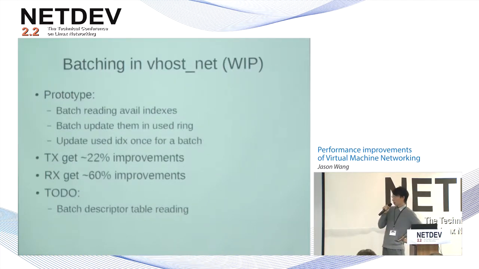There's a prototype which can batch read the available index, batch update them in the used ring, and update the used index in a batch. We can get more than 20% improvement in TX and more than 60% improvement in RX. So that's pretty good. And the next step is trying to implement the batched descriptor table ring.